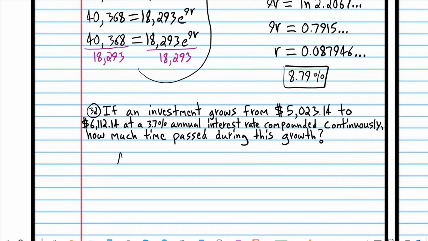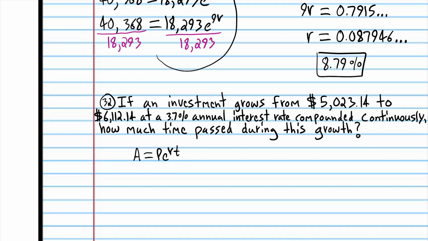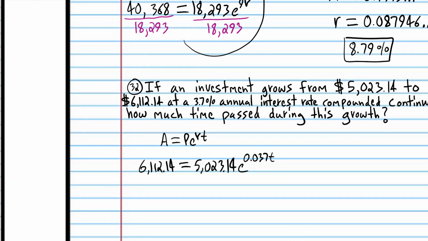So again, we're going to use our continuous compounding formula. And it says that our investment grew to $6,112.14, and it started at $5,023.14. The interest rate was 3.7%, but we have to write it as a decimal. Very important that you remember that. You have to write the interest as a decimal. So we're looking for the amount of time that passed.